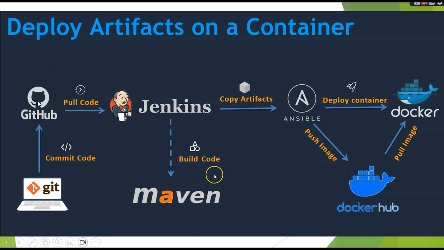So this is the workflow. Commit the code, pull the code from Jenkins and build with the help of Maven, copy the artifact to the configuration management tool which we are going to use, Ansible. What Ansible does is, before deploying to Docker, it is going to push the image to Docker Hub, and Docker is going to pull the image from Docker Hub, and then it's going to create a Docker container, where the application is going to run. So this is the workflow. This is the third phase.